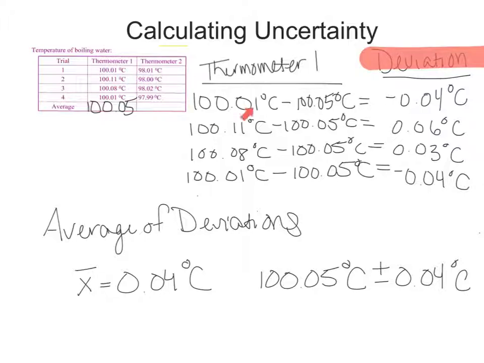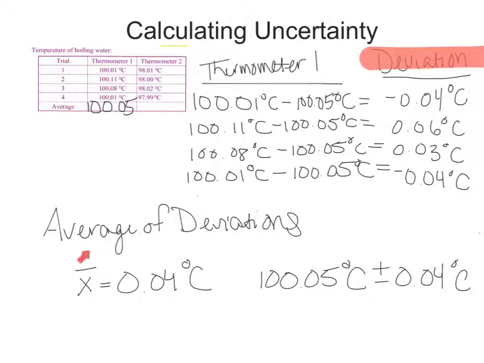So trial 1 minus the average was negative 0.04 degrees C. Trial 2 minus the average, 0.06. Trial 3 minus the average, 0.03. Trial 4 minus the average, 0.04. Now I've got all these deviations, and you do that for however many trials you have. You may have 4, you may have 10, you may have 2, it doesn't matter. Then once we have all these deviations, we take the average of those, the average of the deviations.